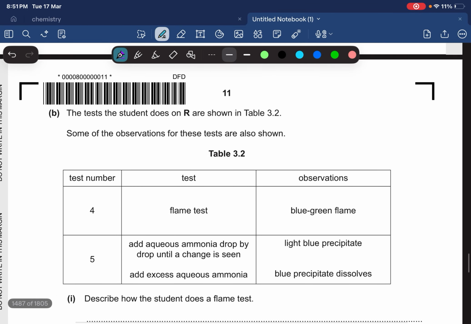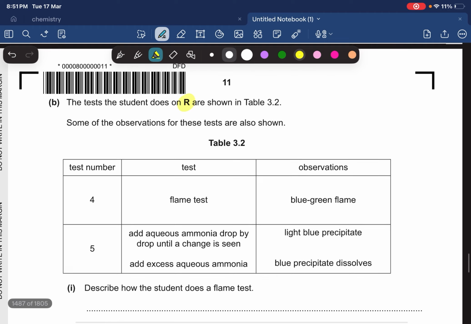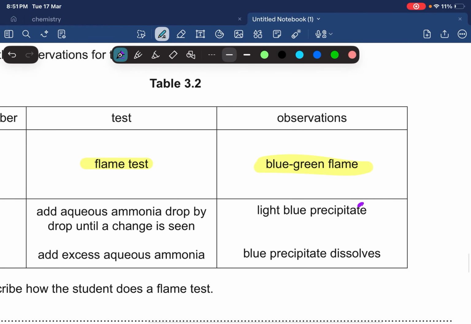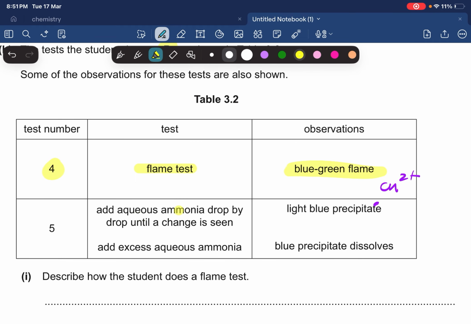Done? The student does a series of tests on R. Some of the observations are shown. In 4, we do a flame test. We get a blue-green flame. That means we have copper present in it, because go to the table and look at the flame test. If you have blue-green, then you have copper 2 plus ions present. Add aqueous ammonia dropwise until change is seen. Light blue precipitate. Now, since we have copper, you add an excess. You have a blue precipitate.